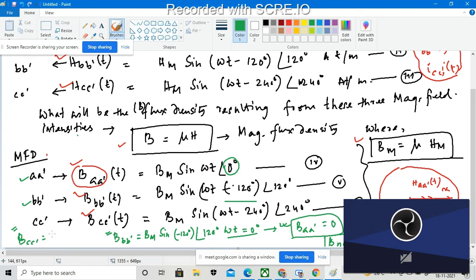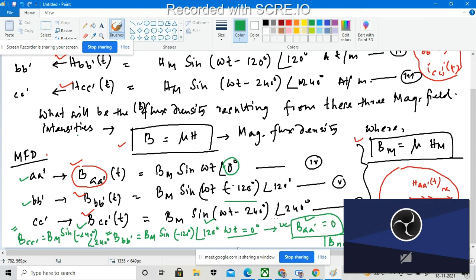And what will be the CC dash? Tell me. Bm sine minus 240 degree at an angle of 240 degree. Yes. So these are the three equations we will have. This will be for CC dash, this will be for B dash, and this will be for my BA dash. So the total magnetic field from all the three coils added together gives the B net magnetic field that we are concerned with.